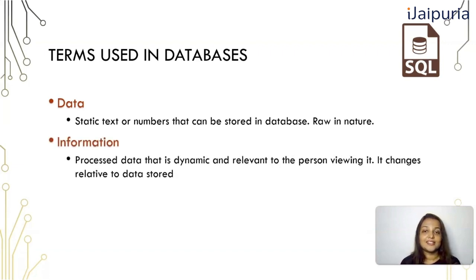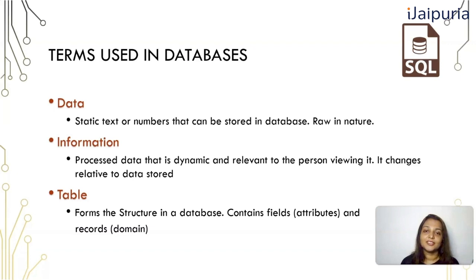Information, on the other hand, is the data that has gone through processing. So in case I have added the data and I feel that it is going to be of some importance to someone else, I am going to use the data and process it into information, and then I'm going to add it into the relational databases.